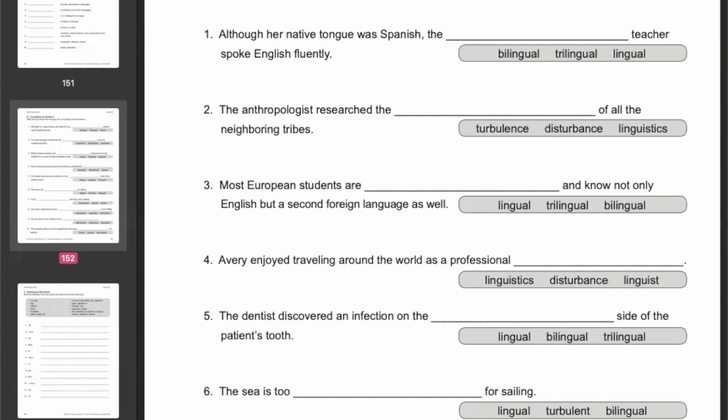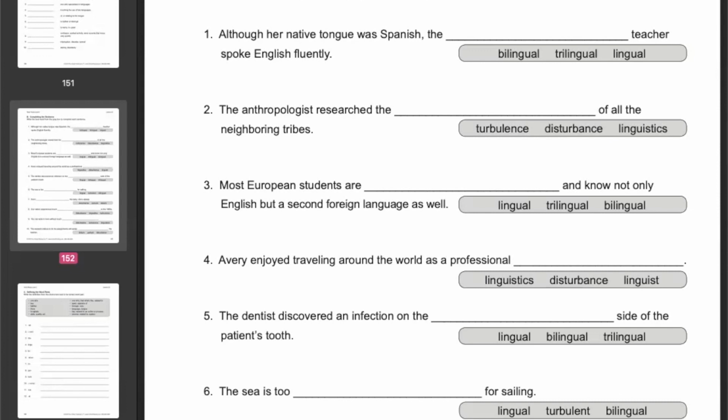Avery enjoyed traveling around the world as a professional linguist. Yeah. It's hard for some people. It's really, really interesting, linguistics. For some people, it's a little boring because they're like, what's the point of this? Why are we looking so deep into language? But for some people, it can be really, really neat. There is a kind of, I guess, like doing a puzzle almost and discovering something new.